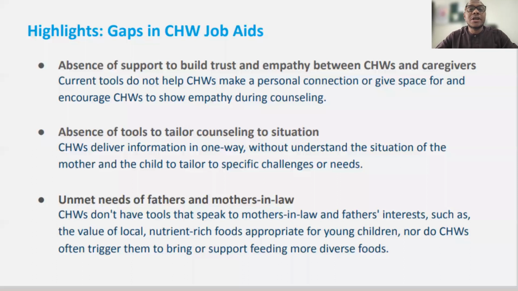There was an absence of tools to tailor counseling to the situation. While the tools were comprehensive in content, they didn't always address the specific needs of caregivers in their own context and the situations they had with the children they were taking care of. And so those challenges were not necessarily addressed, even though they had this broad counseling with the tools that existed. The tools also did not consider other influencers around the caregivers and the parents of children, like the fathers and mothers-in-law, who have a role to play in determining the quality of nutrition that children get at household level. So these influencers were left out of engagements during counseling sessions because the tools were designed primarily to address the caregivers themselves. Next slide.